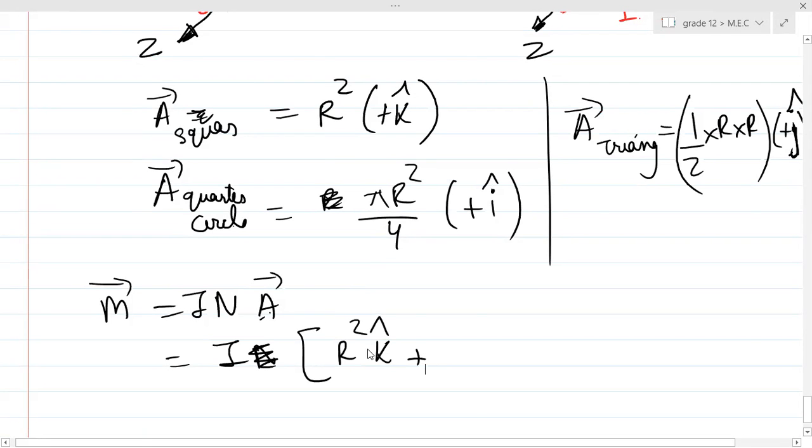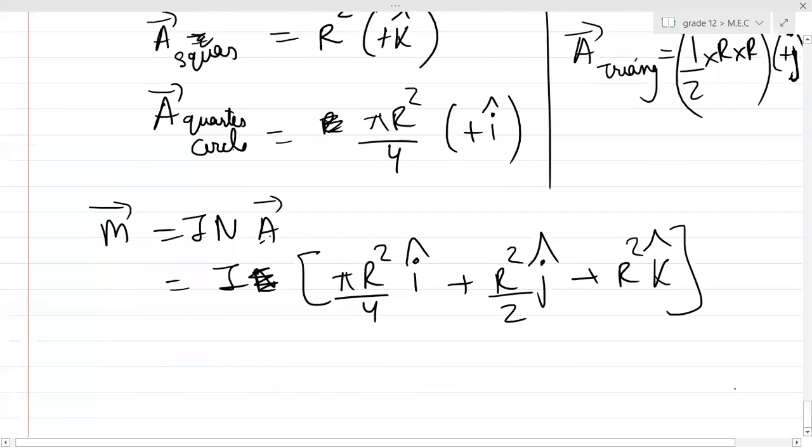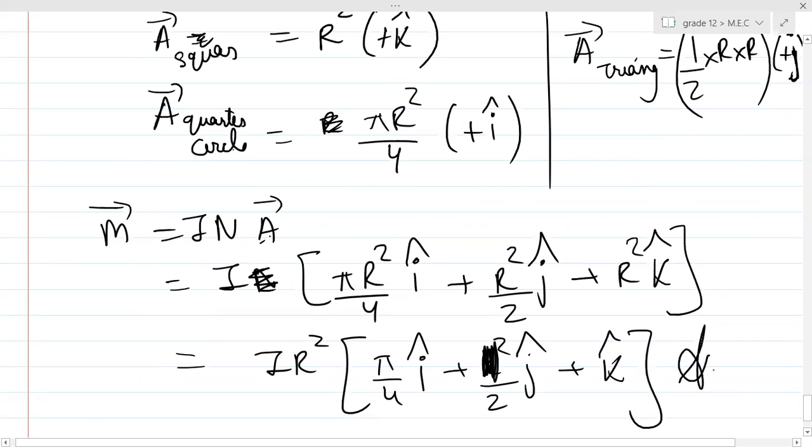Or in spite of writing like this, I can write it like pi r square by 4 i cap plus r square by 2 j cap plus r square. I can take r square also as common. Pi by 4 i cap plus 1 by 2 j cap. This is the magnetic moment vector.